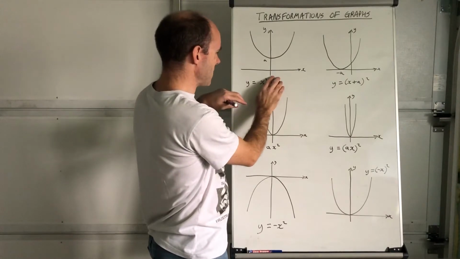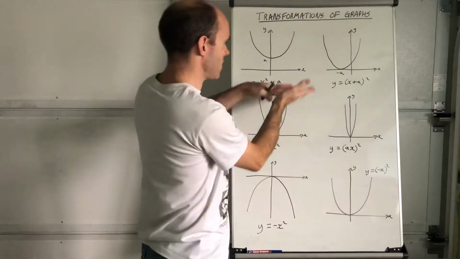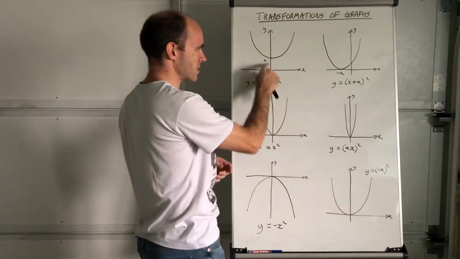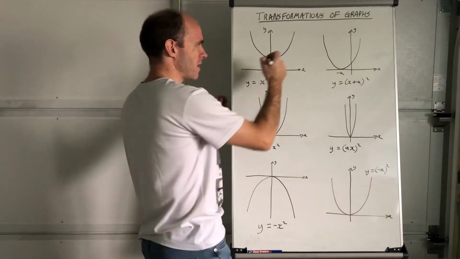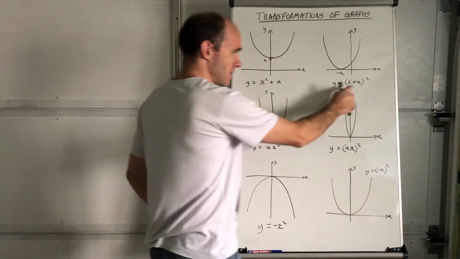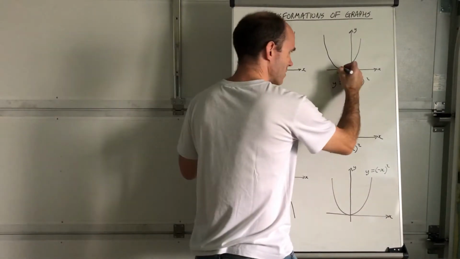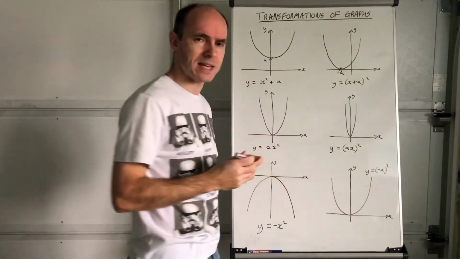When you add on a value, all the y values get increased by that number, and so the whole graph gets moved upwards. The y-intercept you can see is a, so the minimum point is upwards. The minimum point is now a. That's simple, I hope. And then when the plus a is in the brackets, it's about where the minimum point is.